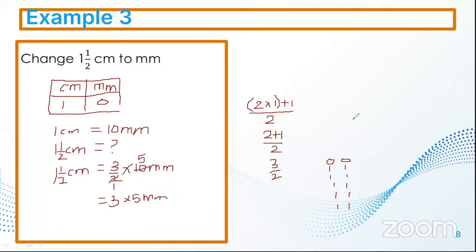Esther, what is 3 times 5? Yes. What is 3 times 5? 15. So there we have 15 millimeters. You see?